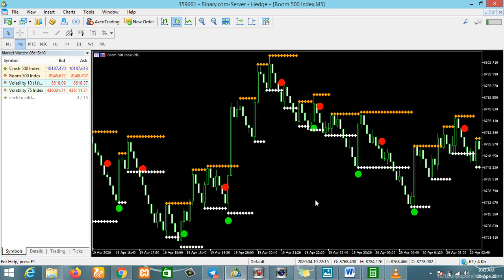But one thing we still need to put into consideration is the support and resistance level. Before, we used this indicator without the support and resistance level. Now we have it. The white line is the support level, while the orange or gold line is the resistance level. If you are given a signal here, you have to be very careful of the support level. This is boom, so the support level will tell you if it's going to go up or not, if there's going to be a boom or spike or not.